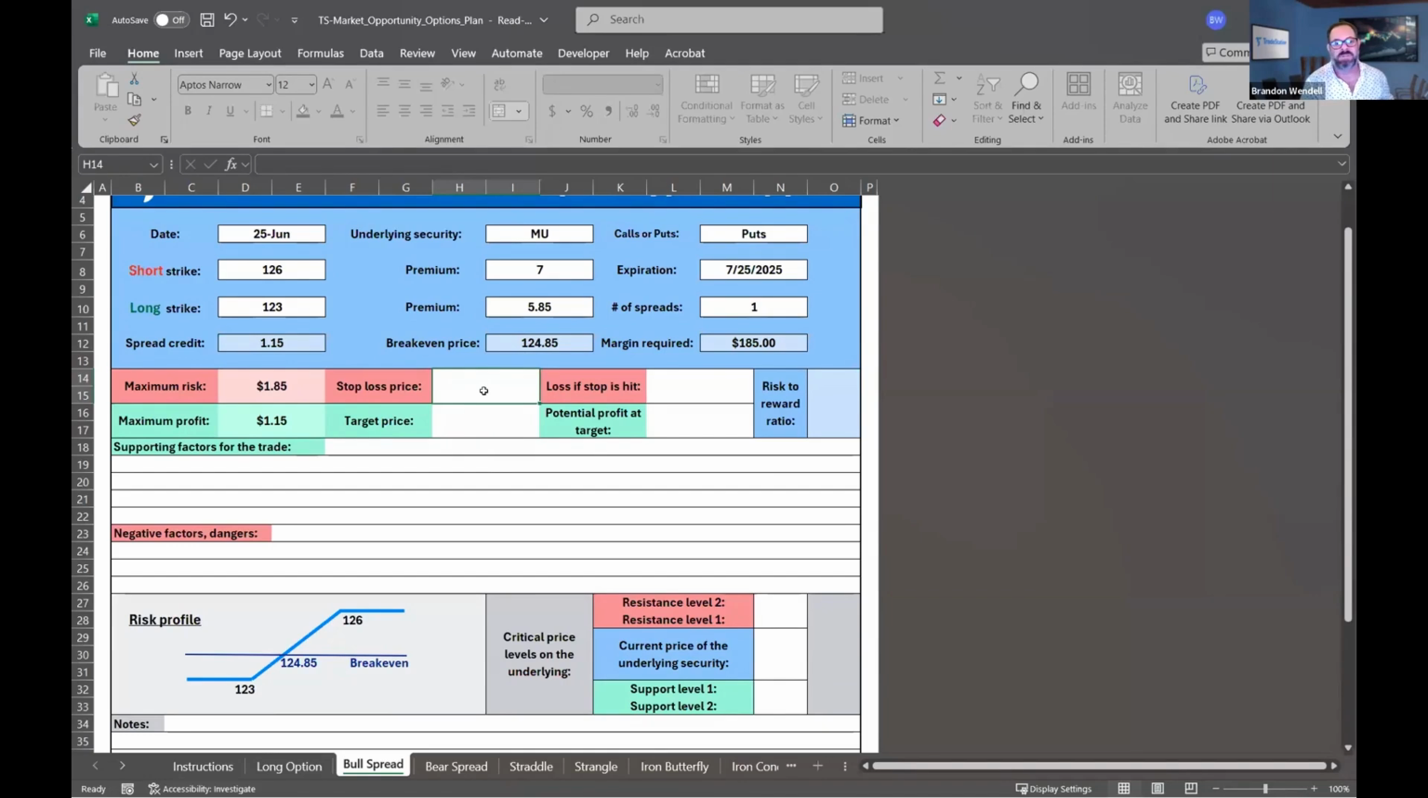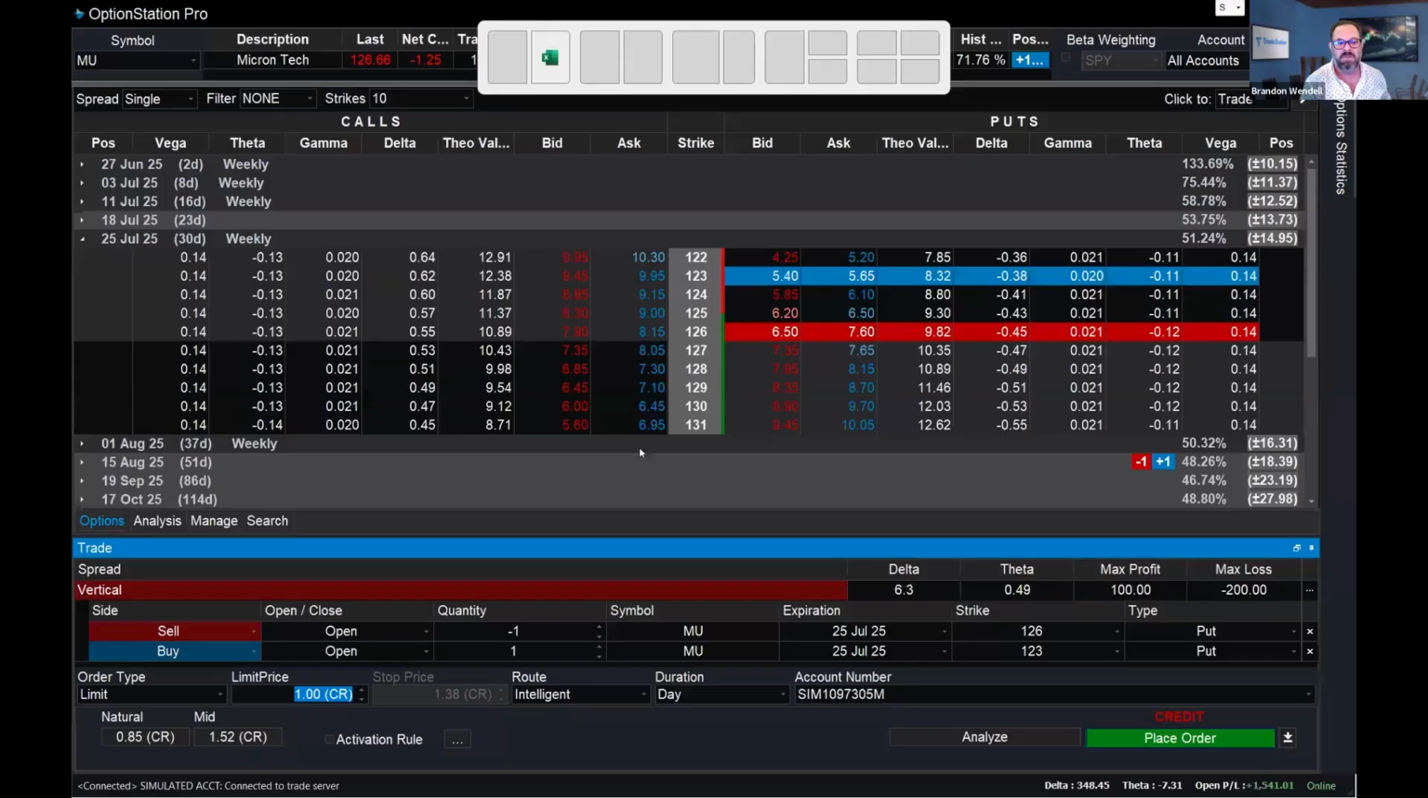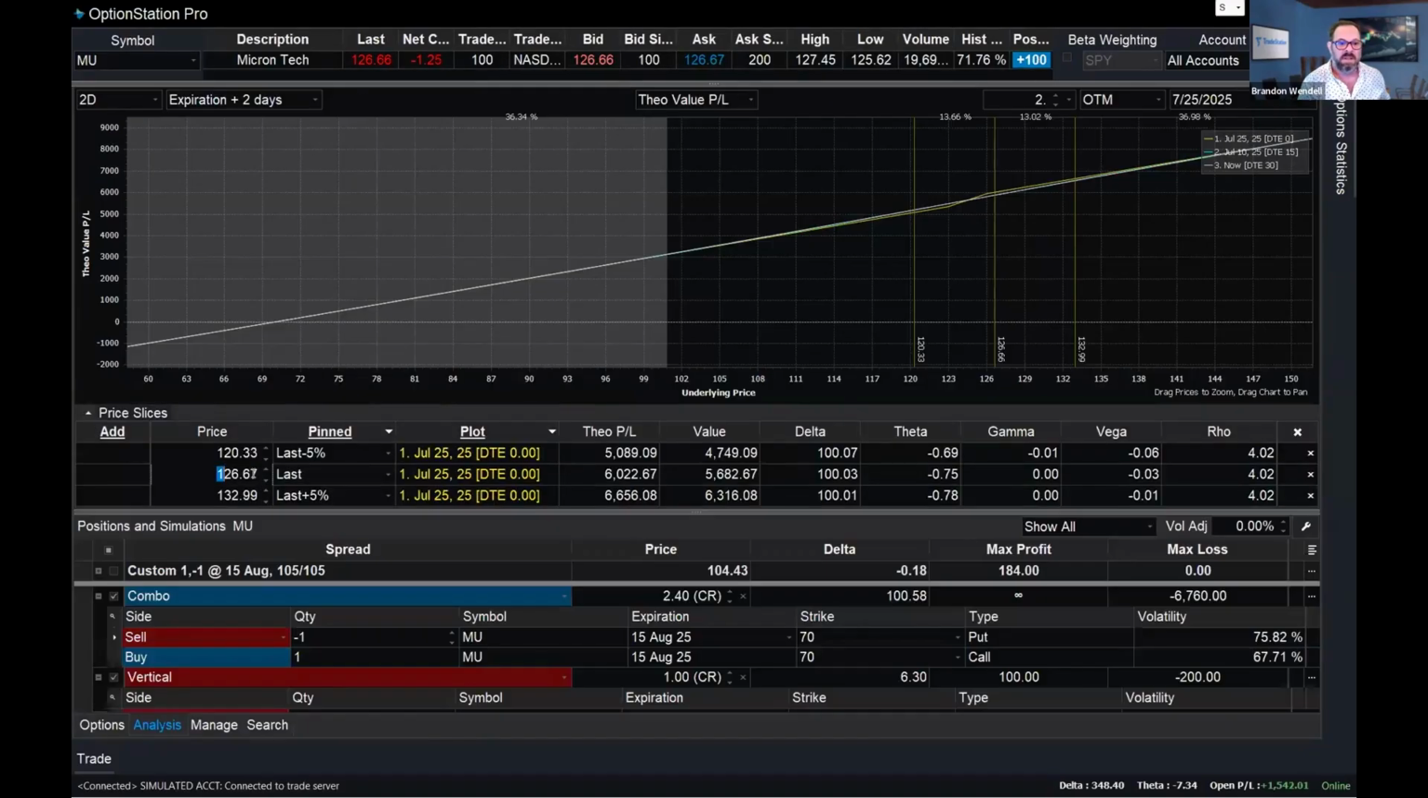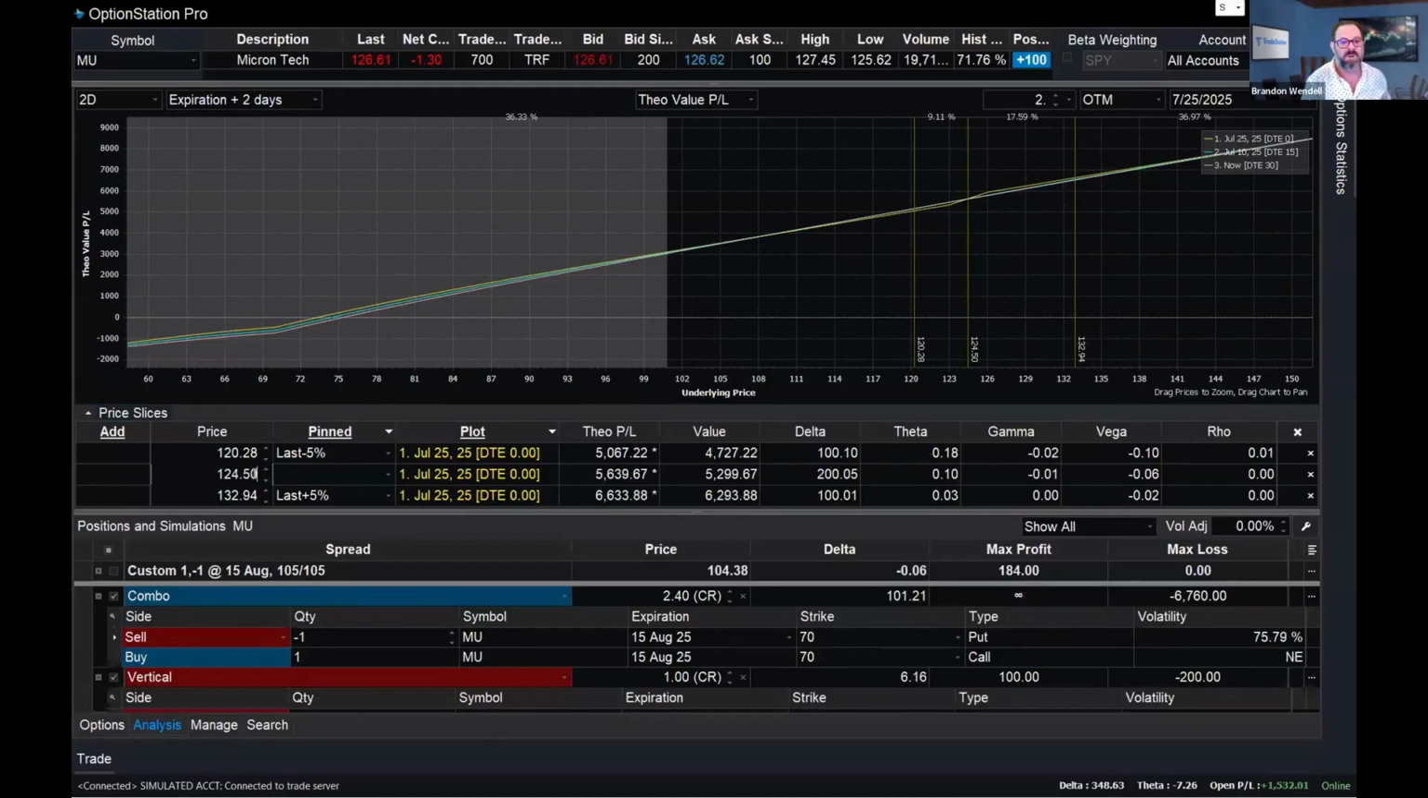So in this case, if I was in at 126 or above making profit, if we break below that level, I'd probably sell that option right around my support level. So perhaps I would get out, and I can look again on the Option Station Pro price slices. So I bring this back over, analyze, and look to see how much would I lose. Let's say this drops down to 124.50 for my support level.